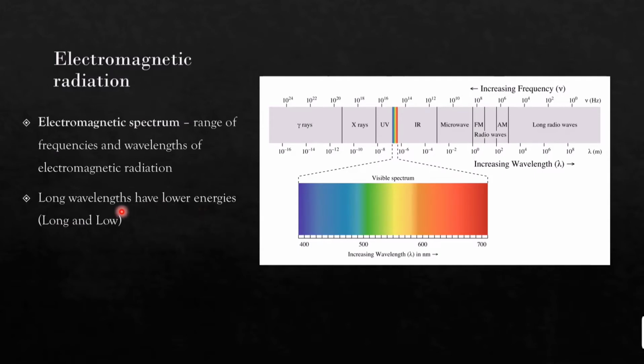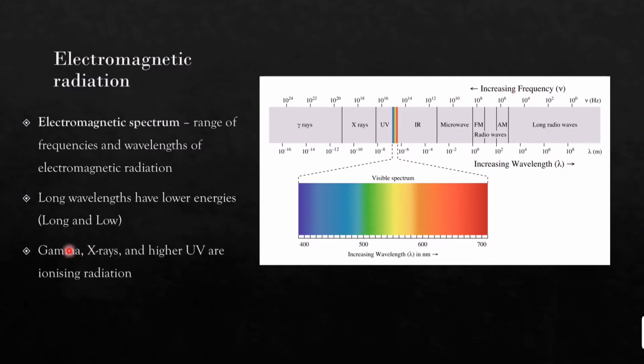We can see by this diagram that radiation with long wavelengths has low energies, and I remember this by "long and low". So as the wavelength increases here, you have a lower frequency here. So long wavelengths mean low frequencies. And you can see the types of radiation we have here: gamma rays, X-rays, UV, our visible light spectrum, infrared, microwaves, radio waves, and more radio waves.